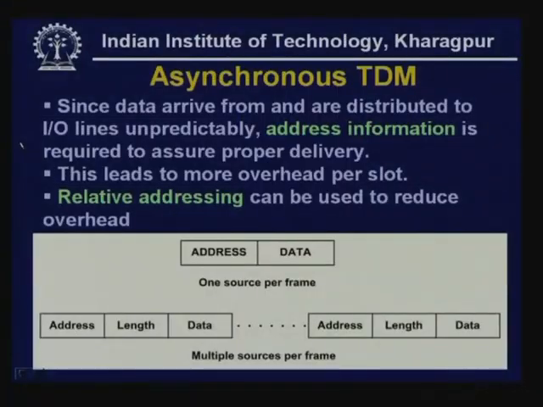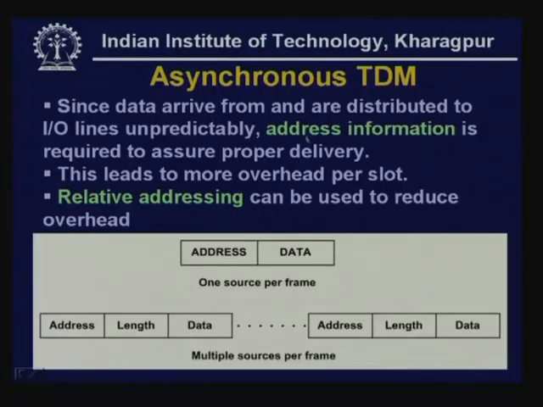And so, in this asynchronous time division multiplexing, since the data arriving from different sources are distributed to IO lines unpredictably, address information is required. You see, there is a problem in this. Although we are able to make use of the bandwidth in a more efficient manner, or we can say in a different way, with a transmission medium of lesser bandwidth we can send signals coming from different sources, provided they do not generate data continuously.